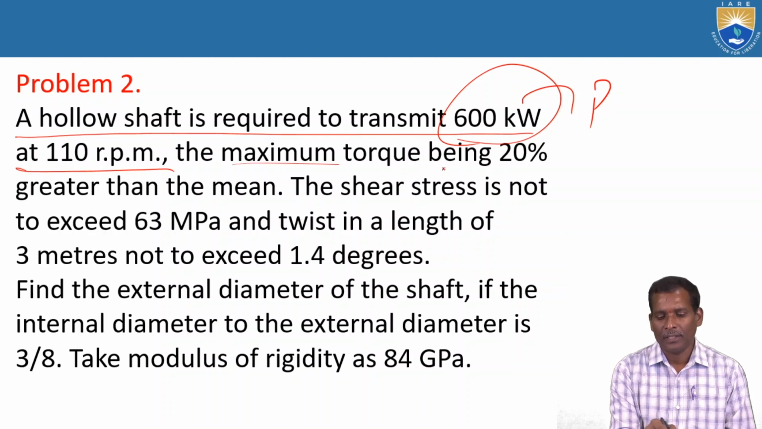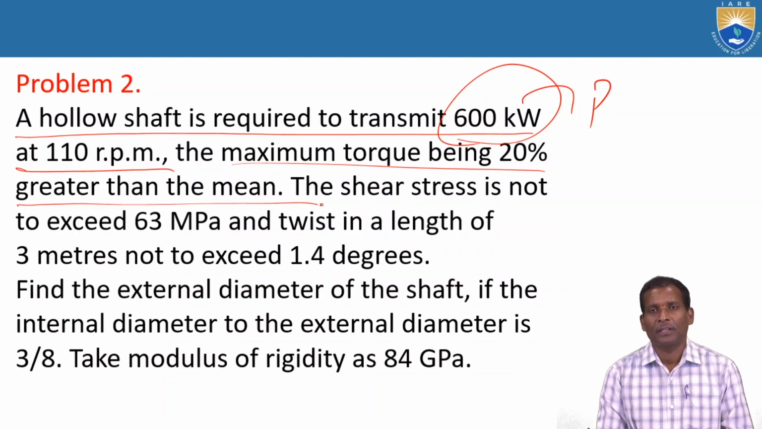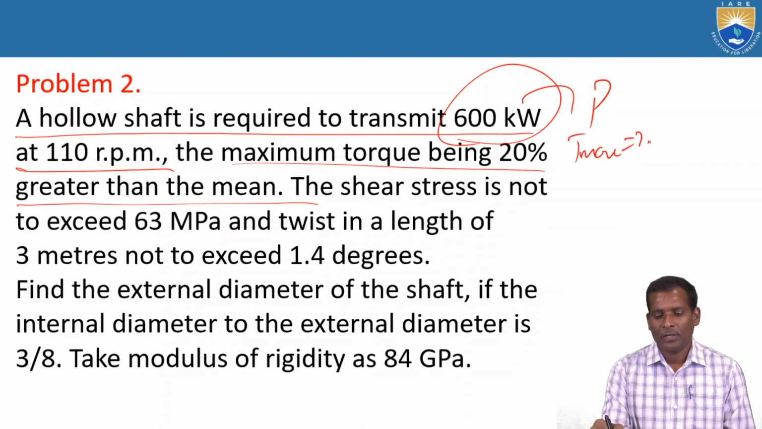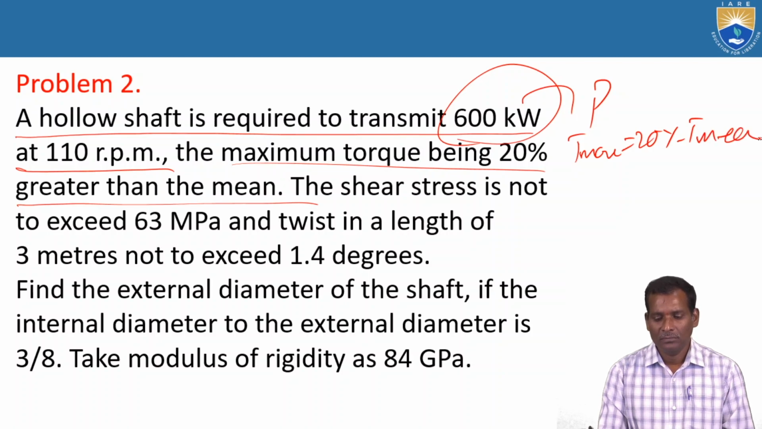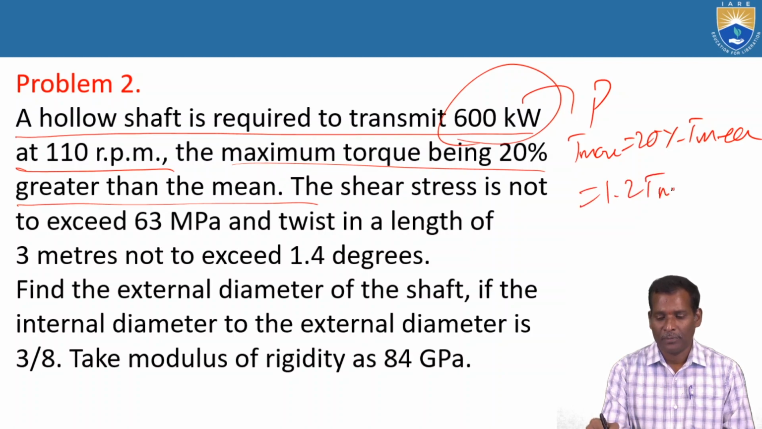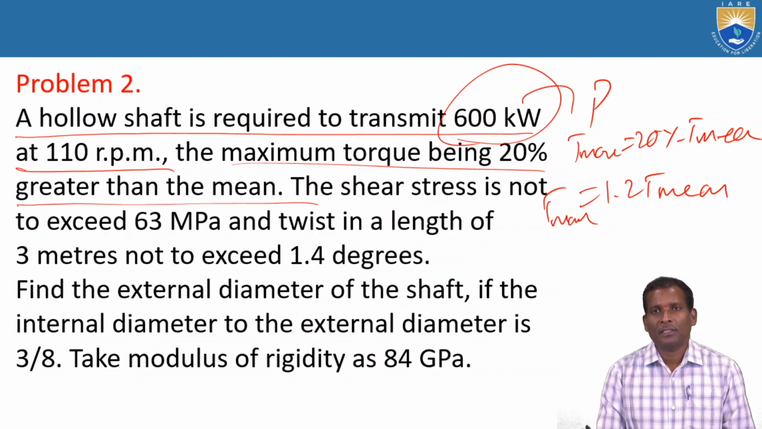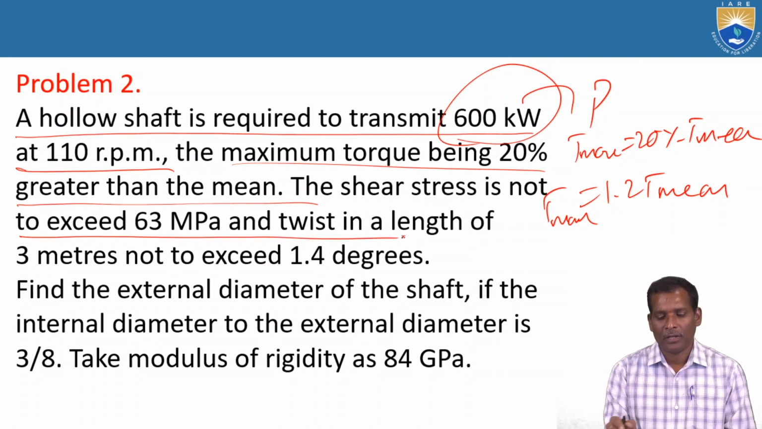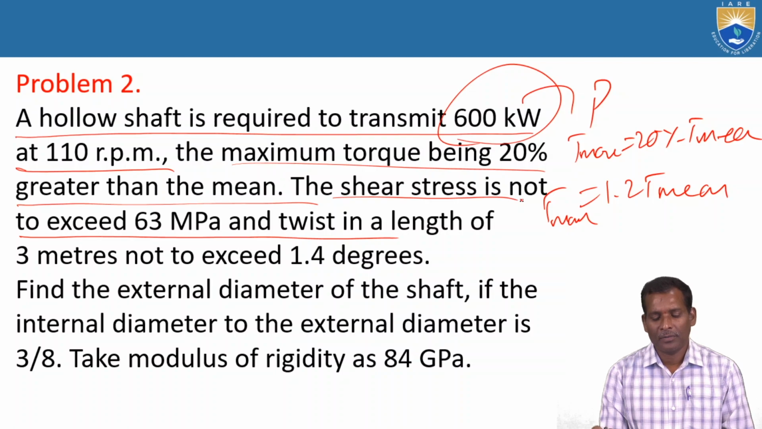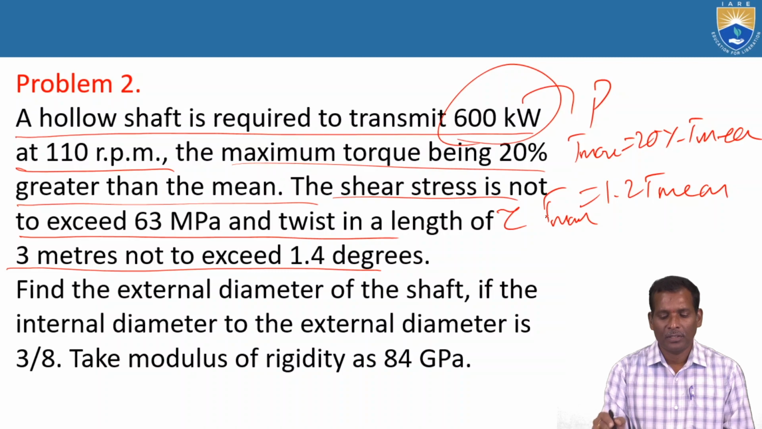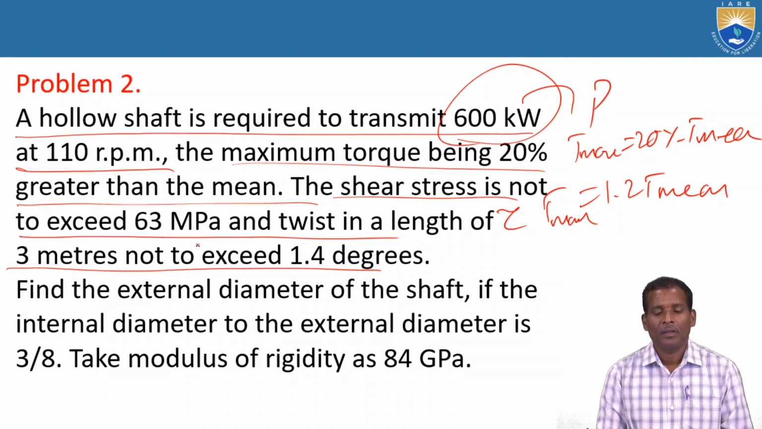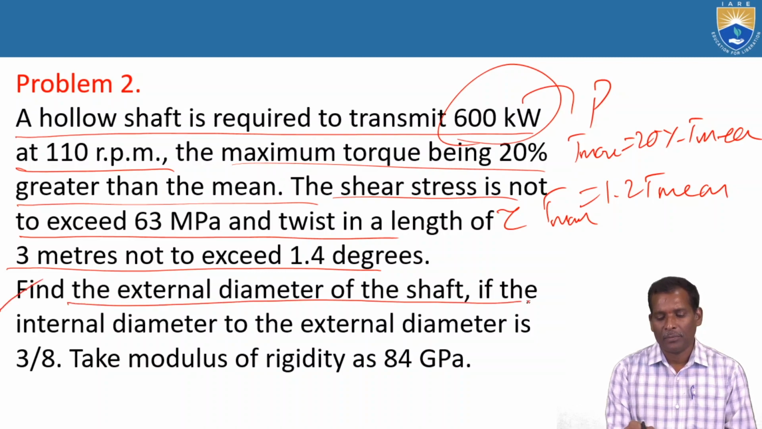The maximum torque being 20% greater than the mean. So the maximum torque is 20% more than T mean. It means 100 plus 20, 120, so 120 means 1.2 times T mean. The shear stress is not to exceed 63 megapascal, and the twist in a length of 3 meters is not to exceed 1.4 degrees. That is theta given, and the shear stress also given, 63 megapascal. So what is asked: find the external diameter of the shaft.